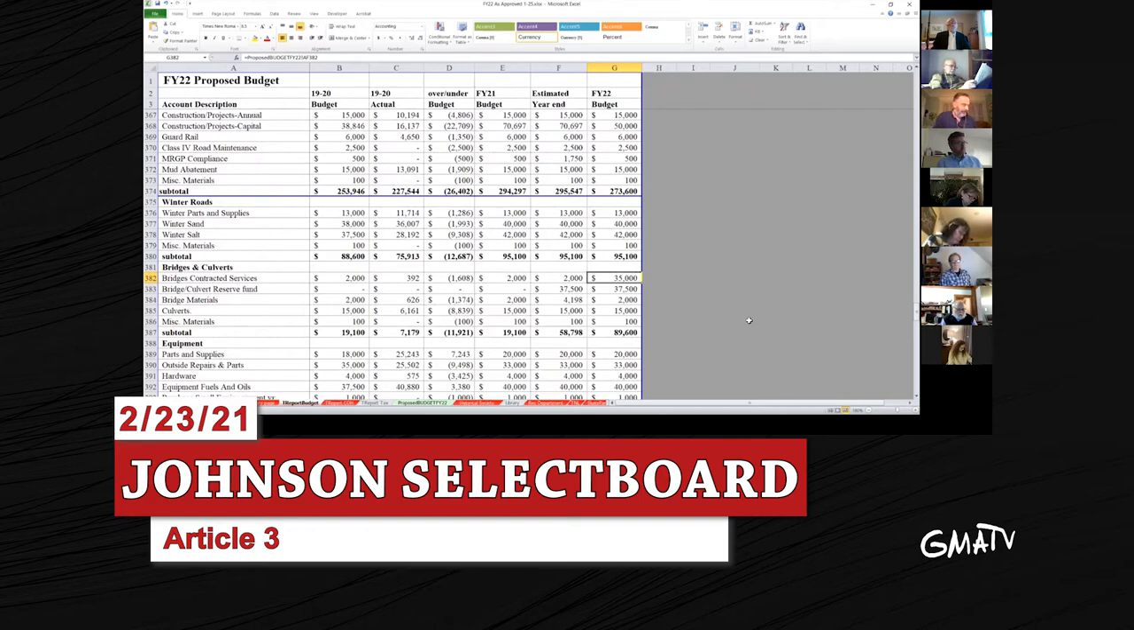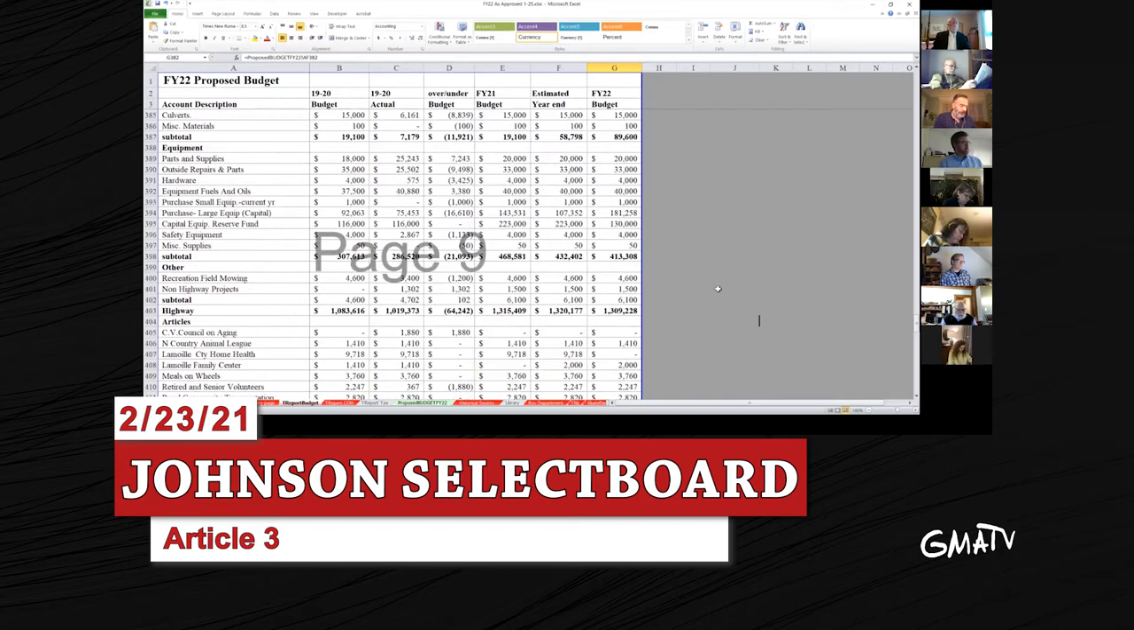Line 394, which is the purchase large equipment capital. And that's the 181,000 that I mentioned before that is going towards the new dump trucks, the large tandem as well as the single axle.